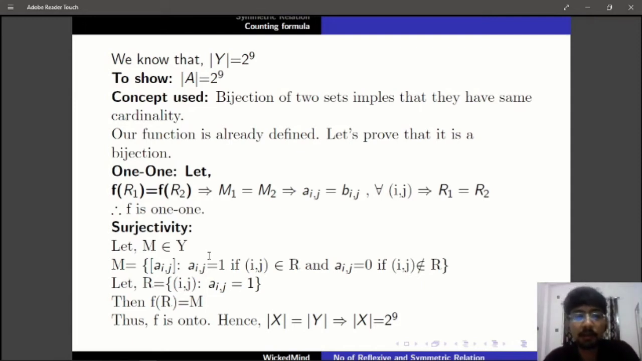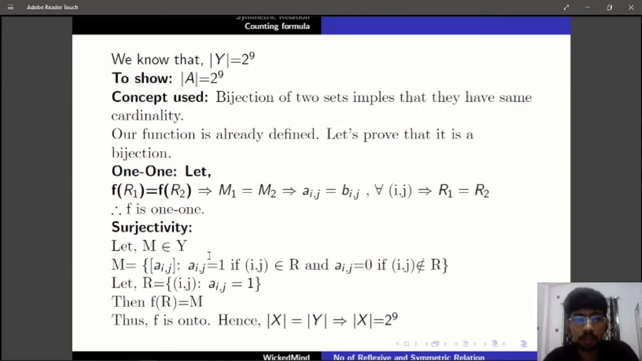So if f(R1) equals f(R2), then the corresponding matrices will be M1 and M2. They must be equal. We know that when two matrices are equal, they have the same entries, meaning they will have the same 1 in their (i, j) position and the same 0 in their (i, j) position. That would imply that R1 equals R2. So f is one-one.